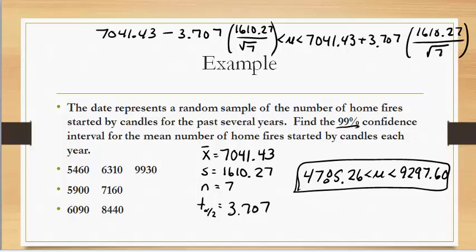And so again, we know that the mean of the sample was 7,041, and now we know that that was the average for these 7. Now we know that for all, the average is going to fall in between these two values.